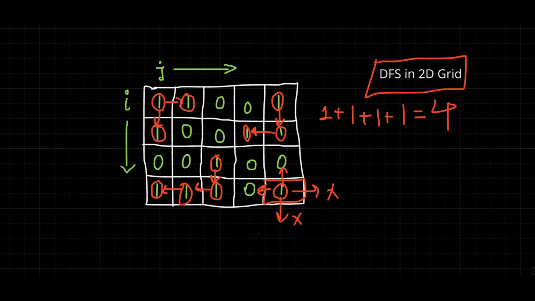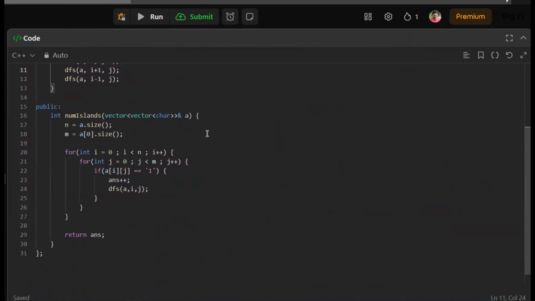Now let's move on to the code. In this problem, the code is pretty simple. At first, we are given a function named num_islands, which has a 2-dimensional vector as a parameter, and we are calculating the row size as n, and the column size as m. And for each i, j in row and column, if the current element is 1, we are incrementing the answer and recursively calling a DFS function with the given 2-dimensional matrix A and the corresponding indices i and j.